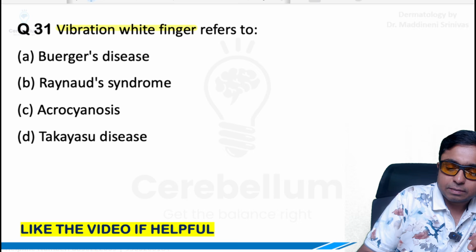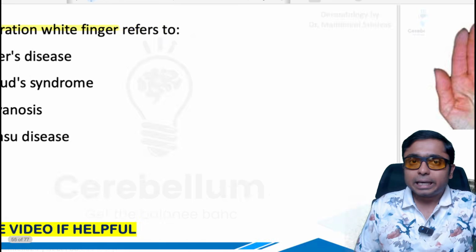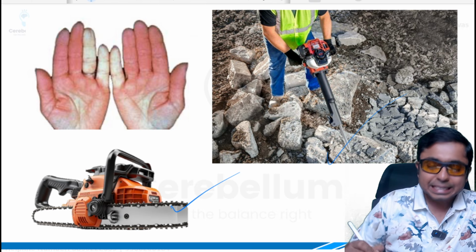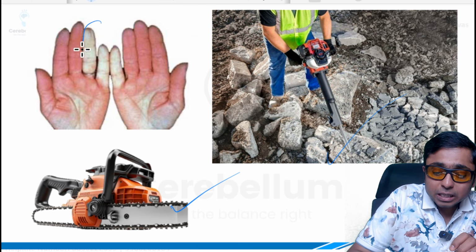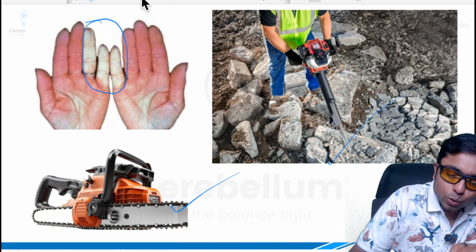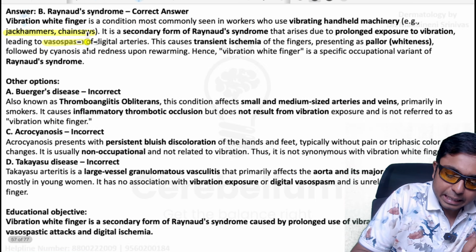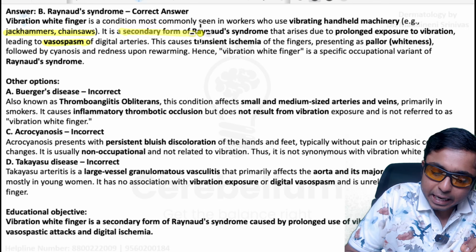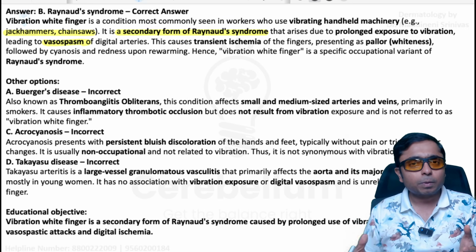Vibration white finger, this was a repeated question. Remember, individuals who work with jackhammers and chainsaws are going to have these white fingers because of excessive vasospasm, as you can see in these patients. And this is a very important feature of the secondary form of Raynaud's syndrome. I hope you remember Raynaud's syndrome.